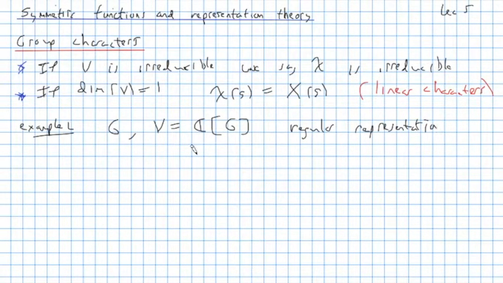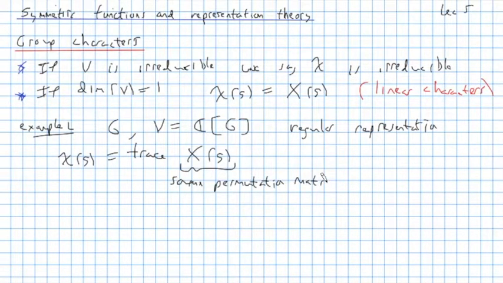So the group acting on itself, then what is going to be the character of g? Well, that's the trace of this matrix X_g. But this matrix X_g is some permutation matrix because the group is acting on itself. As g acts on the group, it's going to be permuting the elements of G. Because it's a permutation matrix and I look at its trace, it's the number of fixed points.